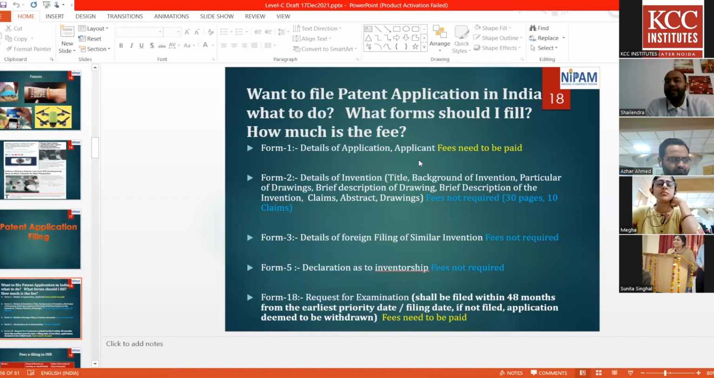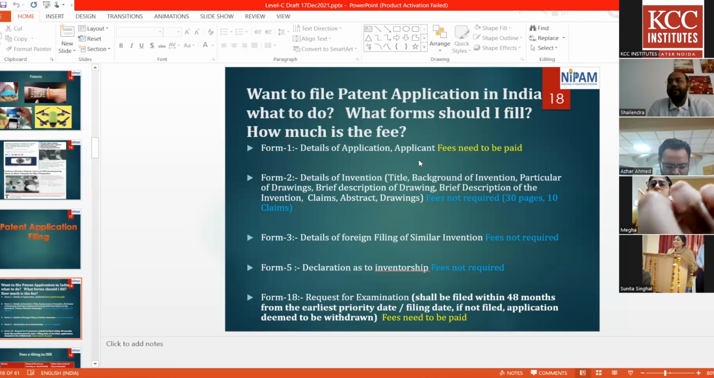Why do people usually take the help of these people? The thing is that we are not clear about the filing process. We are not aware of which forms are required for the patent filing, what the fees are, what the forms are, what the timelines are. So these things we need to know. And people are not very willing to understand these basic things.